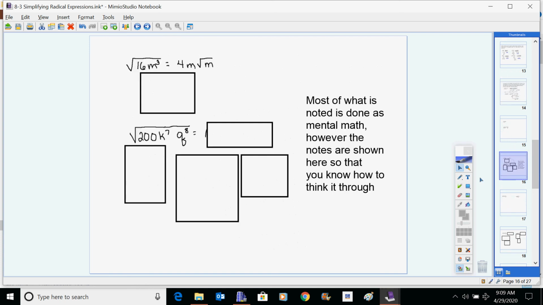Okay, let's look at some others. And I didn't mean for that answer to pop right there, but that's okay. We need to show where it came from. Square root of 16 is 4.